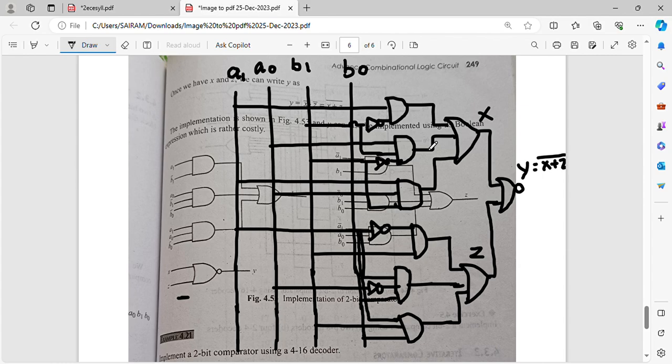Don't worry about the question paper saying 2-bit magnitude comparator. The 2-bit magnitude comparator and the 2-bit binary comparator both are the same, right?